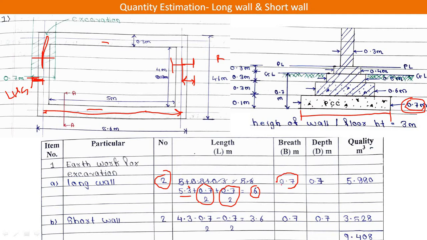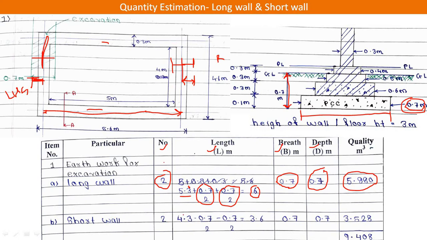So 0.7, and for the depth, it should be seen from the ground level to the depth of the PCC. So the total depth is 0.7 meter. We have taken the depth as 0.7 meter. Now for the quantity, you have to multiply number into length into width into depth. So you will get the quantity as 5.880 meter cube.